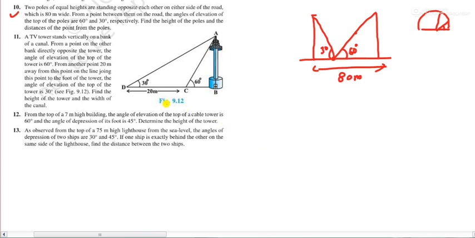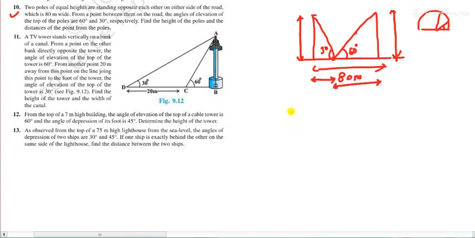Now see, 60 and 30. Find the height of poles. We have to find the height of the poles. Both heights remain the same, so if you know one, the other is the same. And also the distance of the point from the poles. From this point, what is the distance to the pole? These two you have to find. So this is the question.